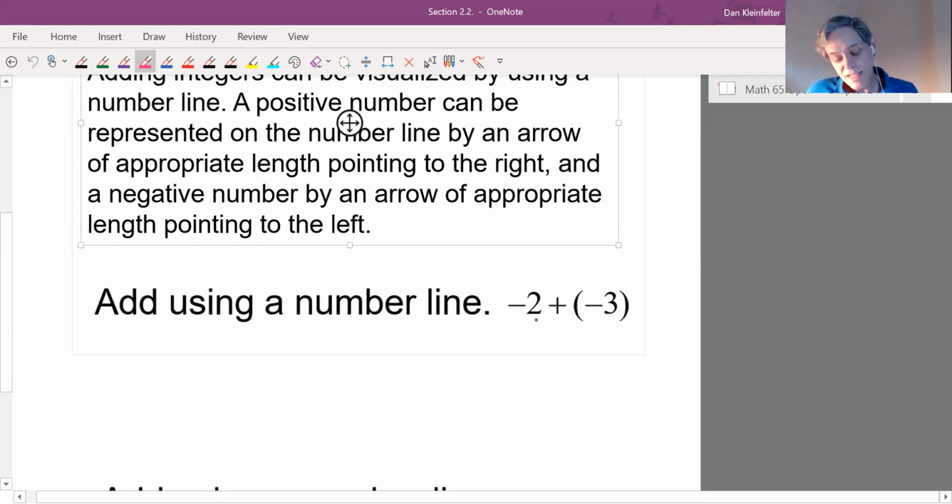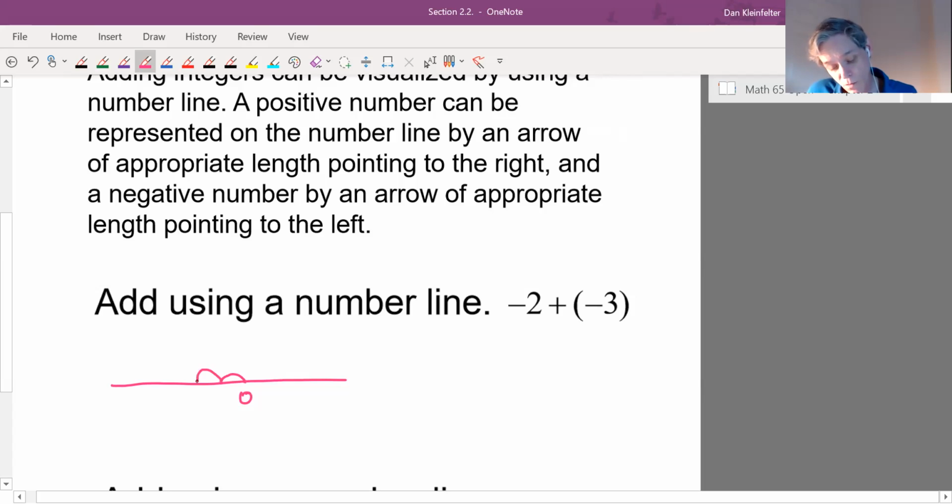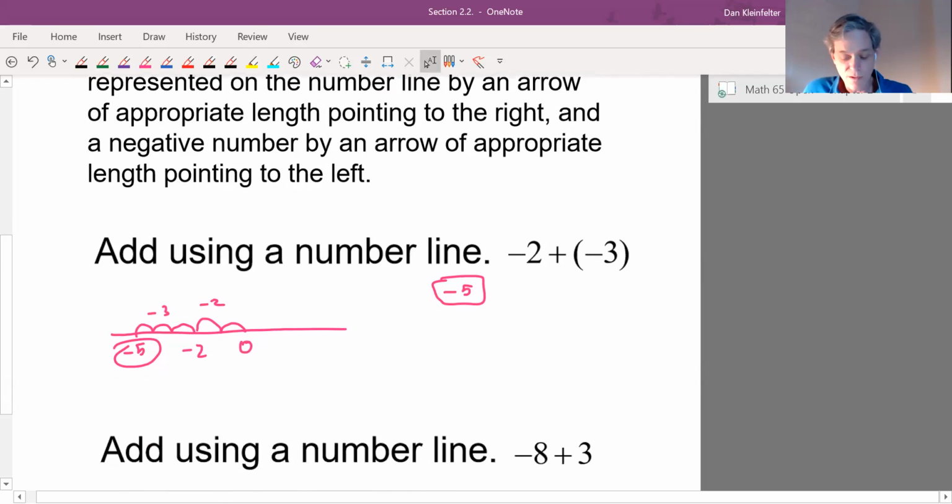Okay, so here we're going to take -2 and add -3 to it. To add this using a number line, we're going to start at 0, and then let me put on -2, which would be 2 jumps to the left, and that would put us at -2. Let me add on to that 1, 2, 3 more jumps in the negative direction. And so that leaves us at -5. So -2 plus -3 would equal -5. And that's how that goes.